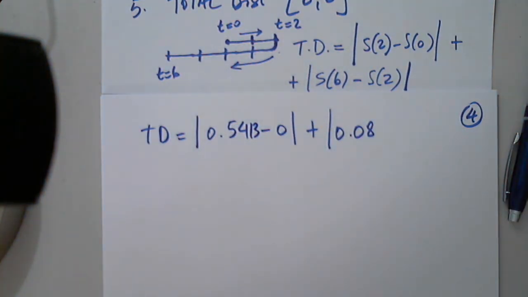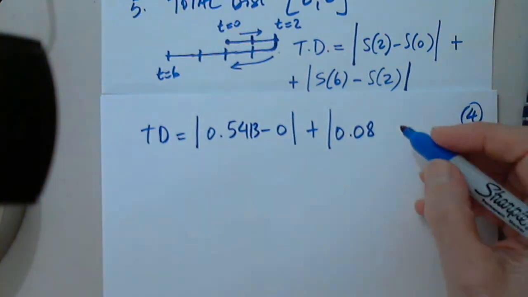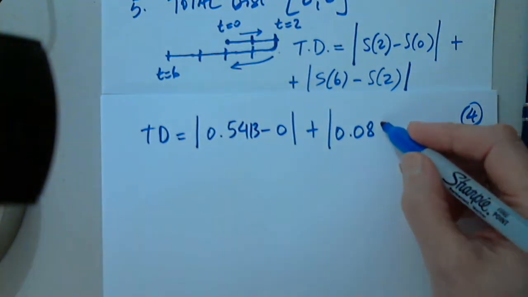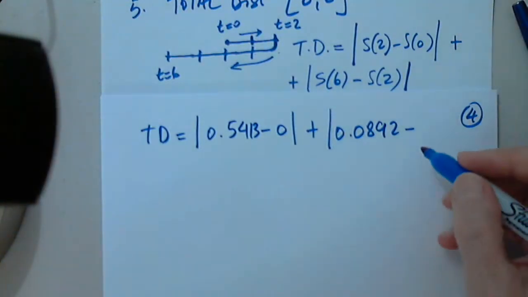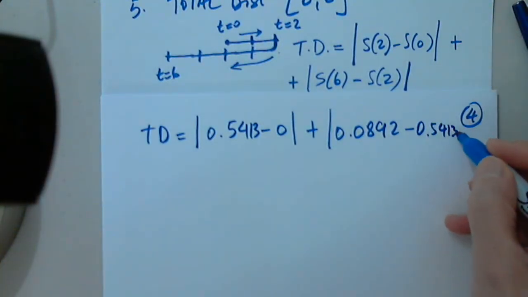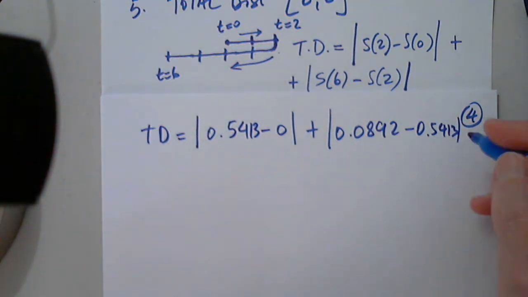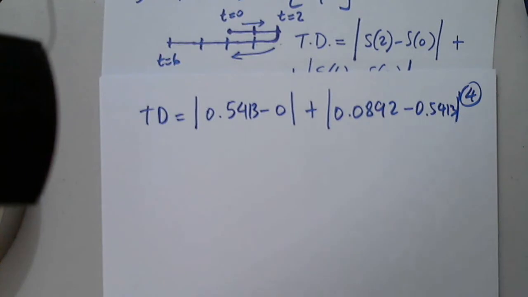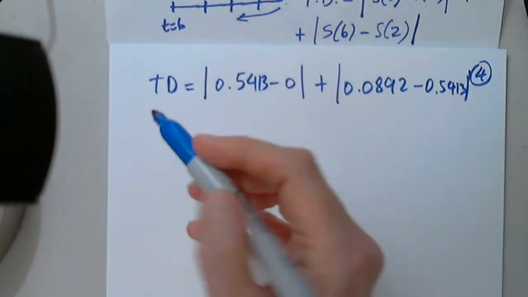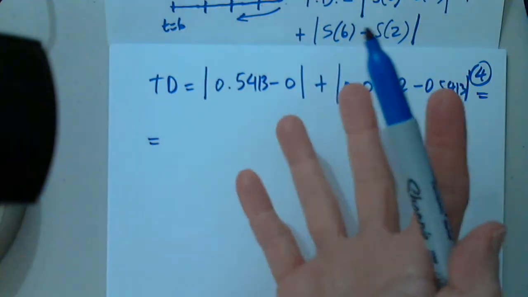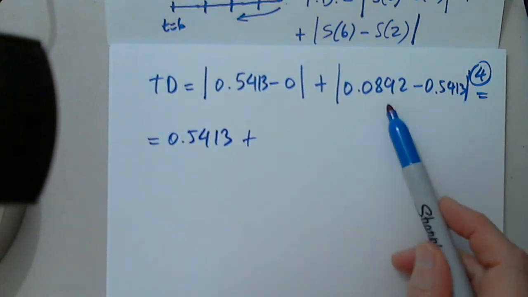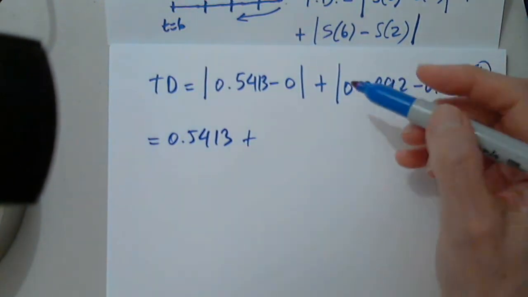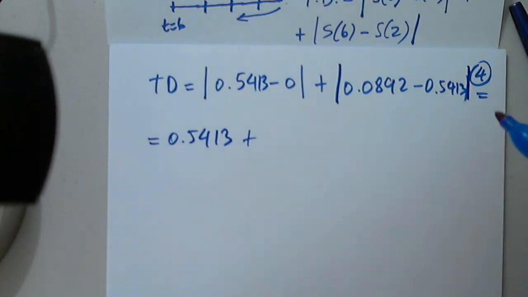Okay, 0.0892 minus, as expected, this will be negative, so it can be 0.5413. Okay, so that's why we need the absolute value. The first one, as you already knew, definitely doesn't need the absolute value, it is 0.5413. But this one, if you subtract these two, you will see you get a negative number, but the distance cannot be negative. So can anyone give me that number?